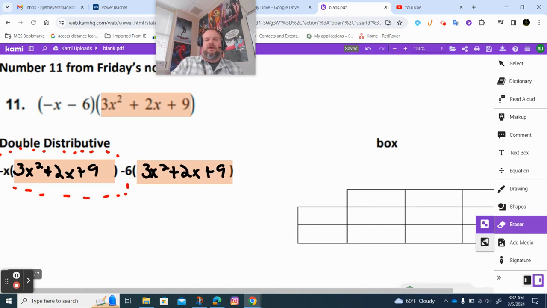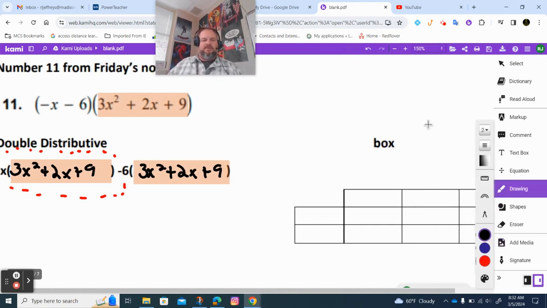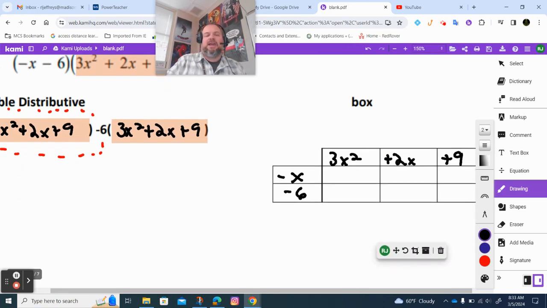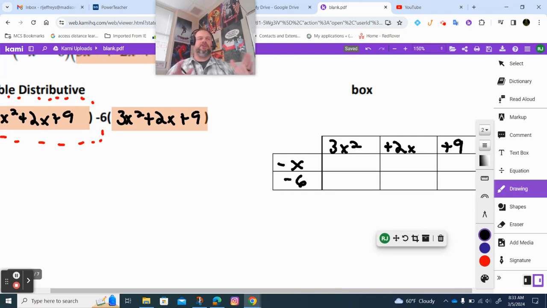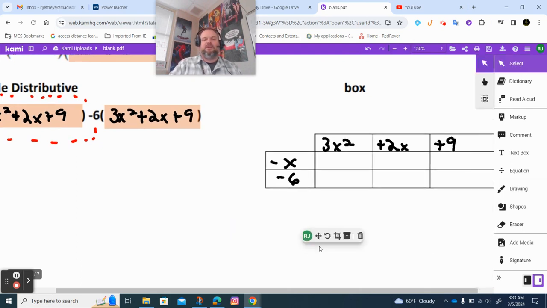Now, for our box, okay, negative x, negative 6, and then plus 2x plus 9. All right. It's the same procedure. It's just a little bit more. You could say it's on steroids. You could say it leveled up.